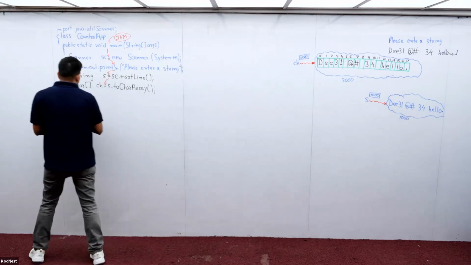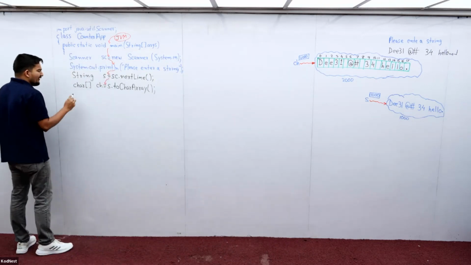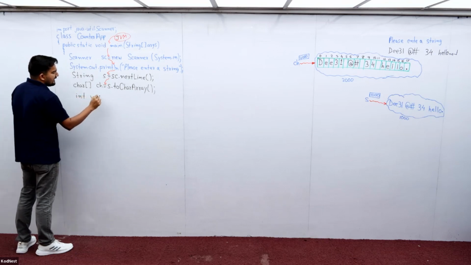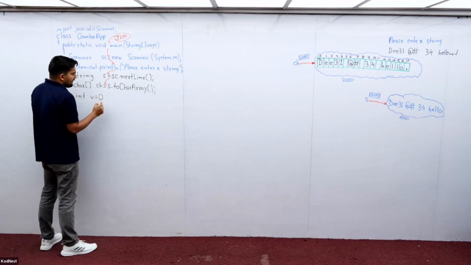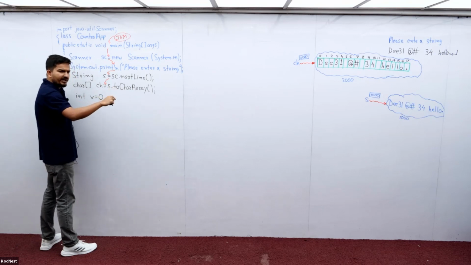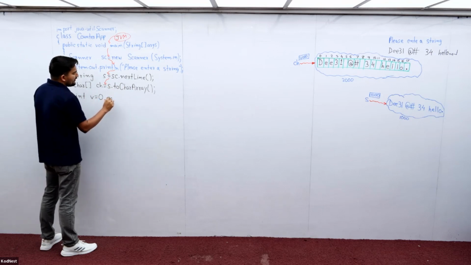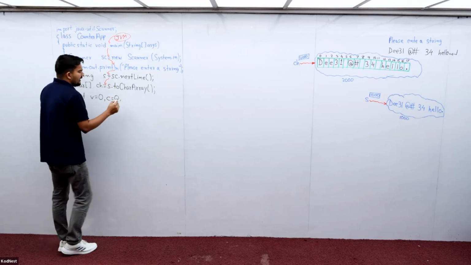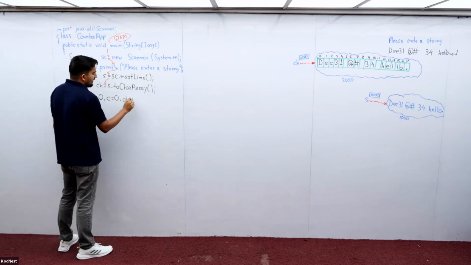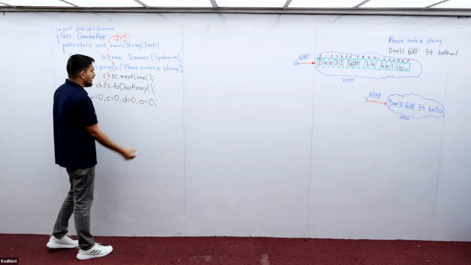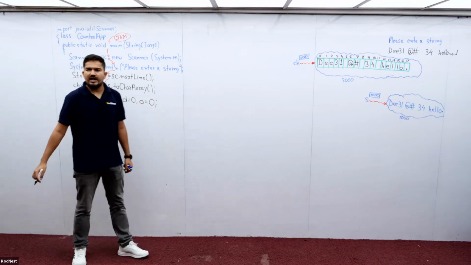For keeping a count of the total number of vowels, I will take a variable, and I will initialize it with 0. In the same line you can declare, or in different lines also you can declare. Maybe I'll say int v is equal to 0. Another one for counting the consonants, I will initialize with 0. Another one for digits equal to 0. And one more we need for counting the other characters, special characters, also equal to 0. So now we are ready to start our logic.